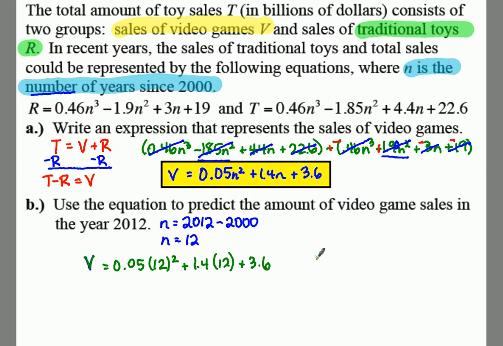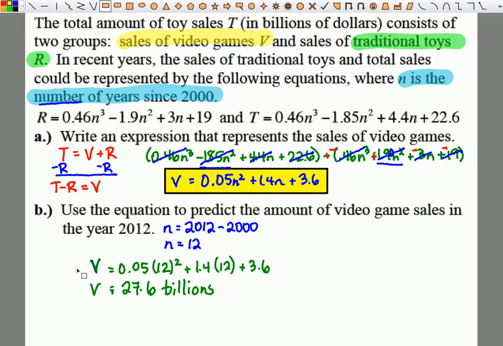Once you plug that into a calculator, what you end up getting is V is equal to 27.6. Now what does that mean? Well, that is your number of sales of video games. Does that mean they sold 27.6 video games in the year? No, that is actually in billions of dollars. Woo! So that's a little bit of money that was sold in 2012. So $27.6 billion of video games were sold.